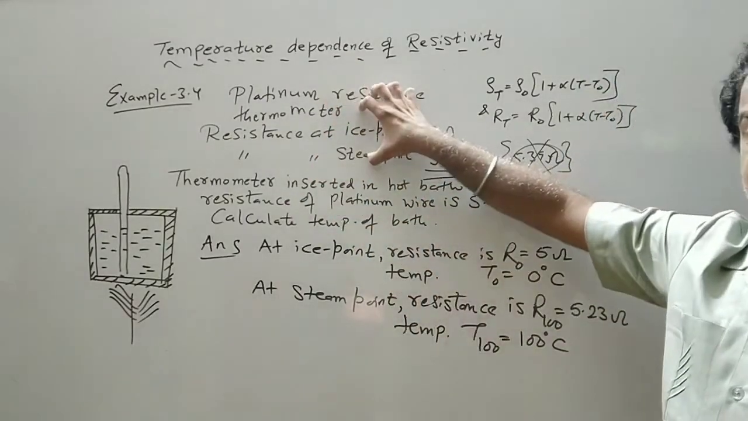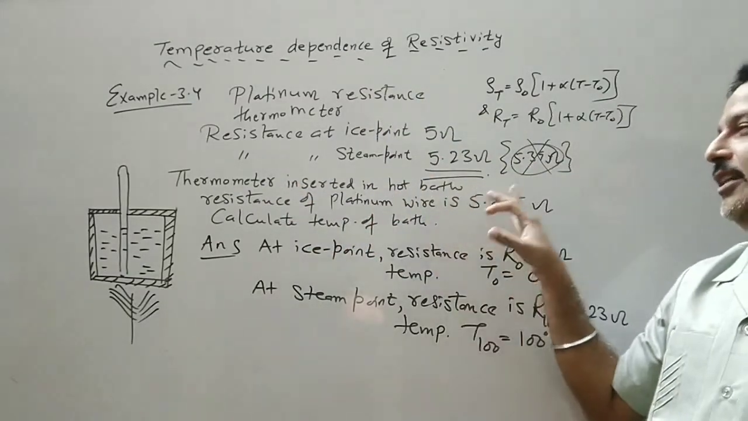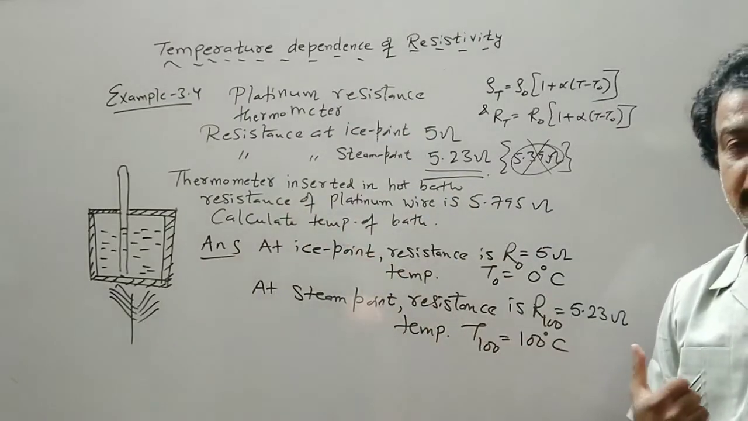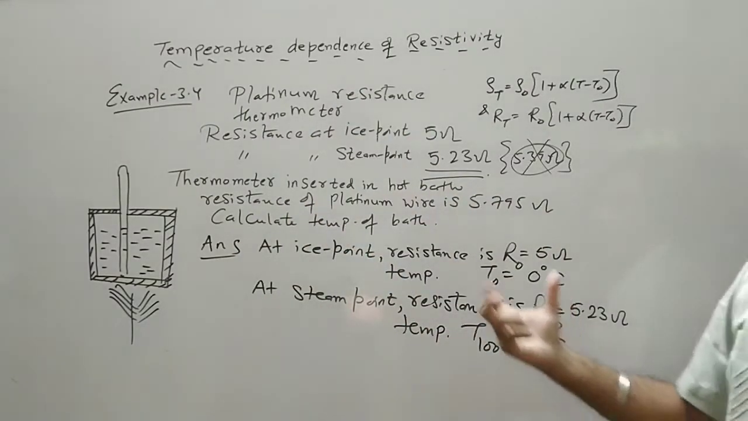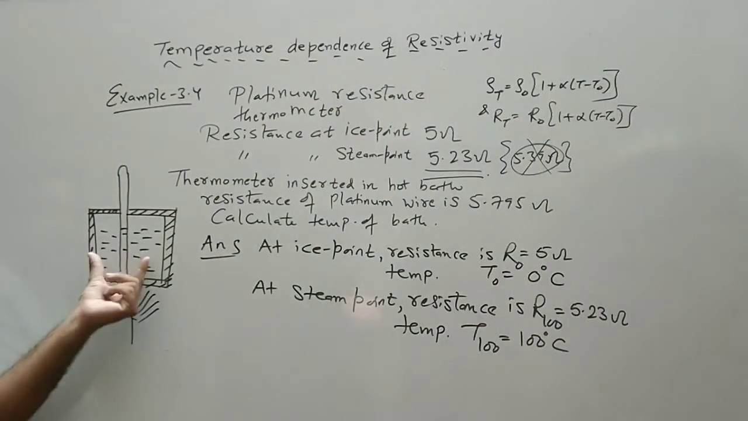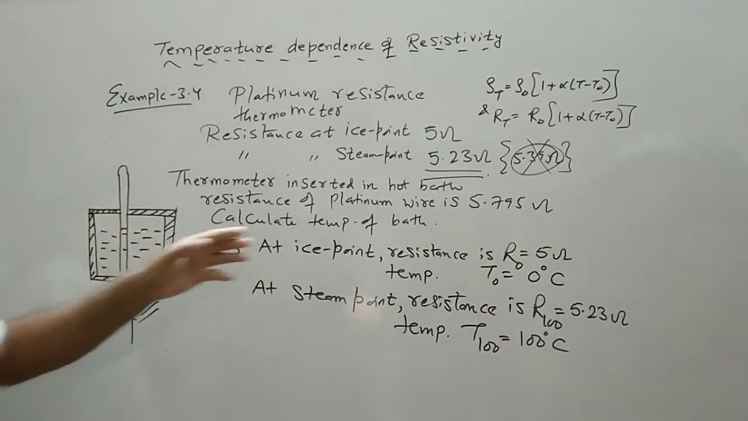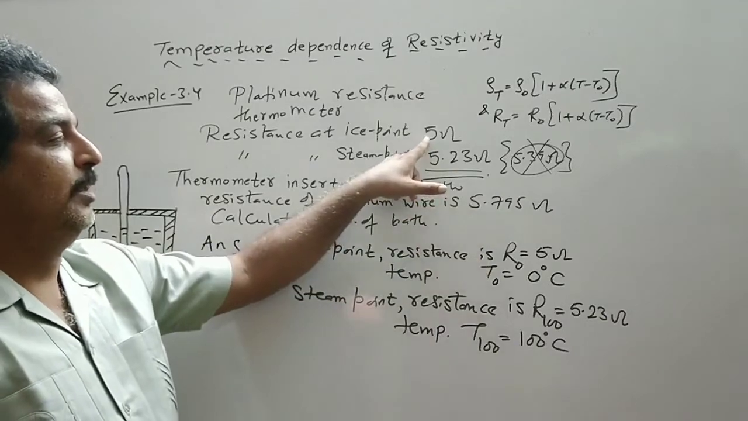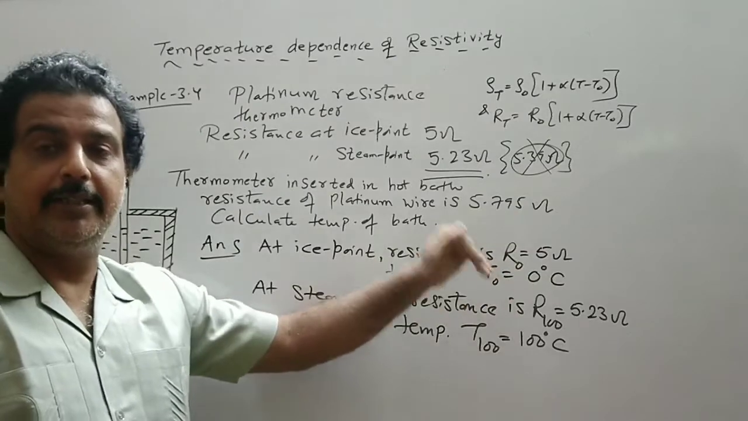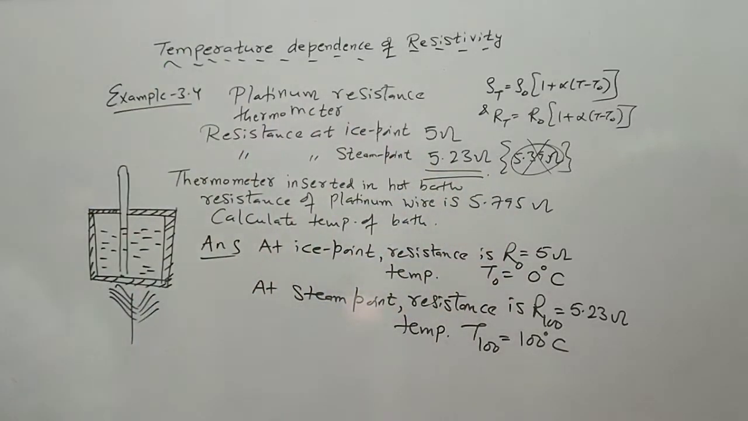So this is the question. These two are the references. The platinum wire resistance is given when the thermometer is inserted in the hot bath, and you have to calculate what is the temperature of this bath, because as the temperature of this bath increases, the resistance will also increase. Clearly the resistance has increased from 5 to 5.23 to 5.7. So our temperature should be more than 100 degrees centigrade.